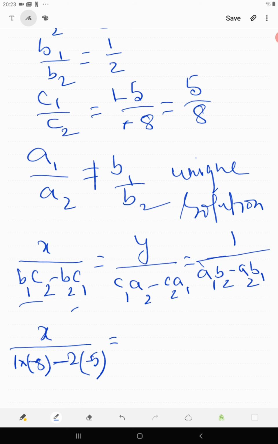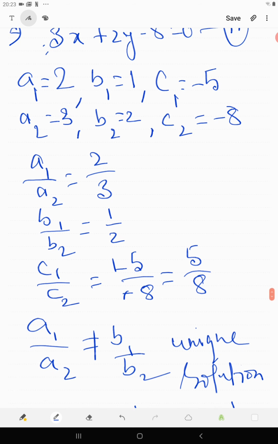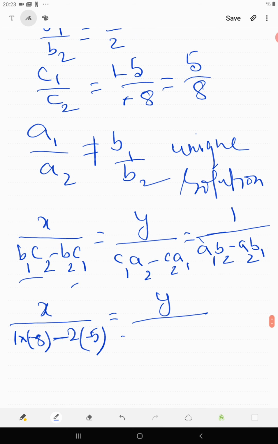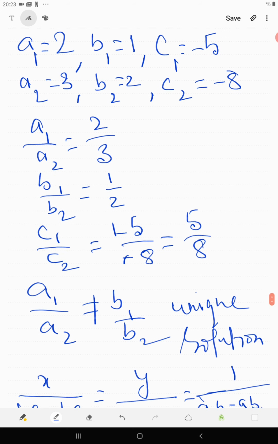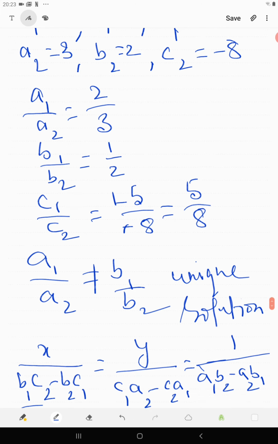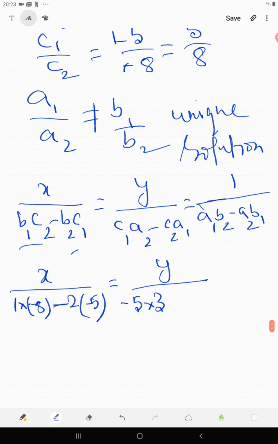Equals to y divided by, what is c1? c1 is minus 5 into, what is a2? a2 is 3. Okay.